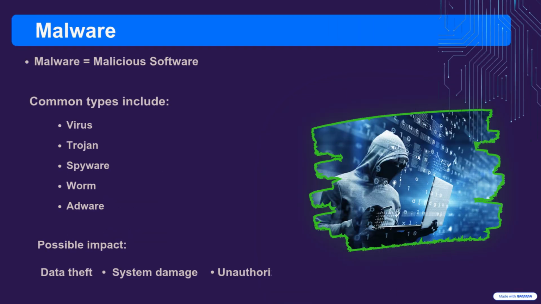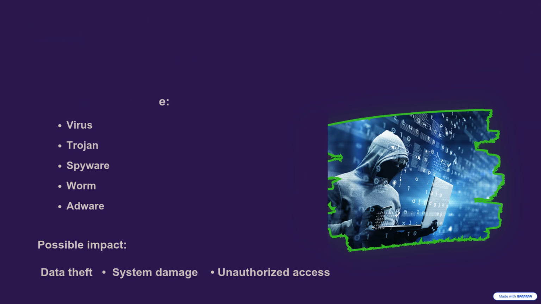Next, let's talk about malware. Malware means malicious software. It is software designed to harm a computer system or gain unauthorized access. Common types of malware include viruses, worms, trojans, spyware, and adware. Malware can have serious effects. It can steal data, damage systems, or allow attackers to access information without permission. That is why using trusted security software and keeping our systems updated is important.